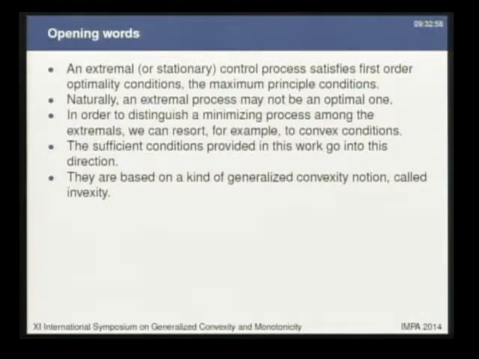a process that satisfies the maximum principle is called an extremal process. And we know that not always an extremal process is an optimal process. So in order to distinguish a minimizing process among the extremals, we can resort, for example, to convex conditions. The sufficient conditions provided in this work go in this direction. But they are based on a kind of generalized convexity notion called invexity.